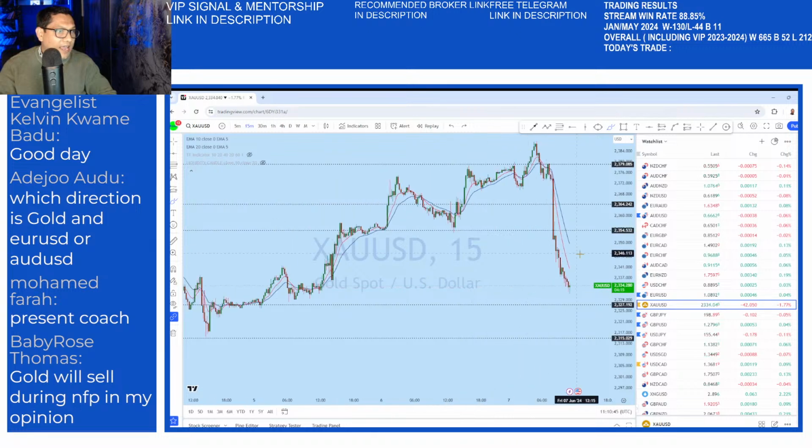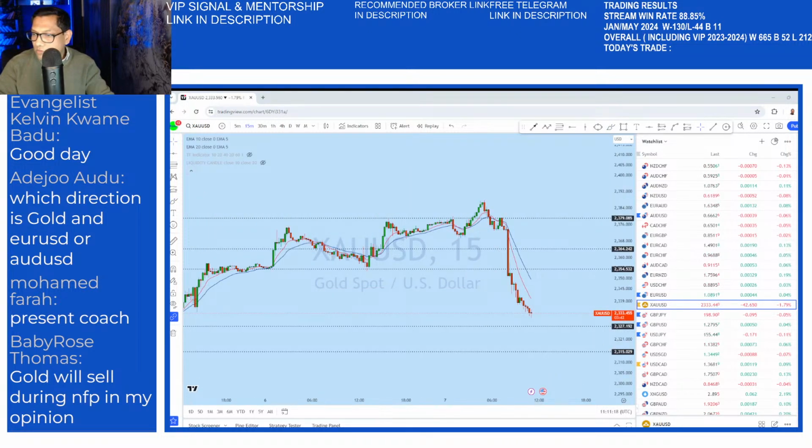Therefore, what we can expect, oh, it disconnected, what happened? So from the lower time frame, we'll be looking for potential entry on gold.